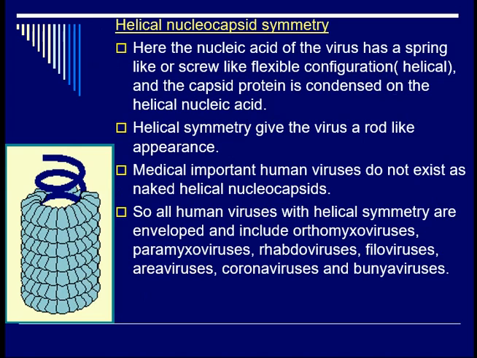or screw-like structure. This flexible configuration represents the helix formed by the nucleic acid of the virus, as shown in the picture. The nucleic acid, the genome of the virus, forms a flexible screw-like structure, whereas the capsid protein is condensed on the helical nucleic acid. The light blue small pieces condensed on the screw-like nucleic acid are the capsomeres, the capsid protein. The helical symmetry of the viral capsid gives the virus a rod-like appearance.